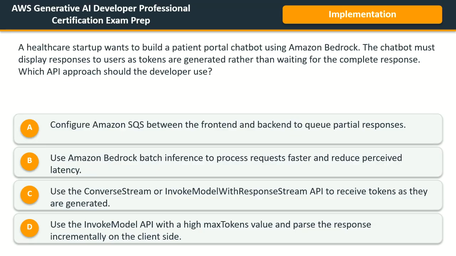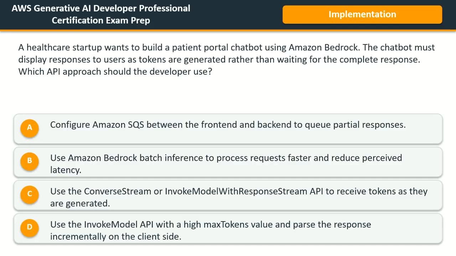The two you need to recognize for the exam are ConverseStream and InvokeModelWithResponseStream. These APIs send tokens back as they're generated, so the UI can render text immediately instead of waiting for the full response. That's exactly how modern chat experiences work, so C is the correct answer. The others are wrong. A uses SQS, which is asynchronous and adds latency. Totally the opposite of streaming.